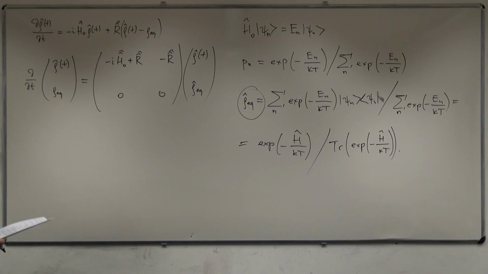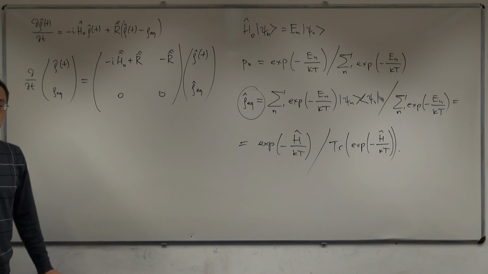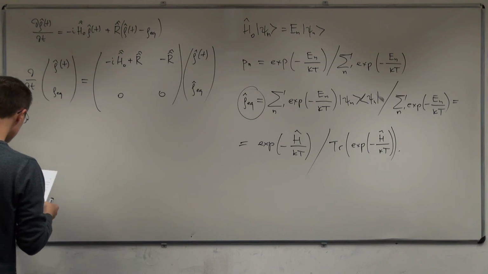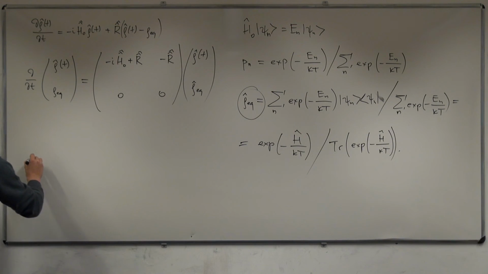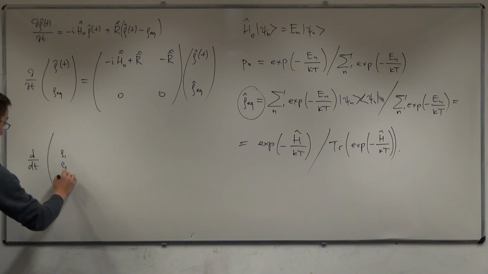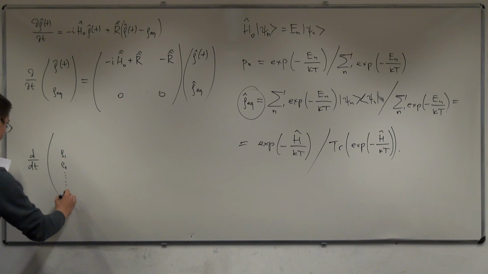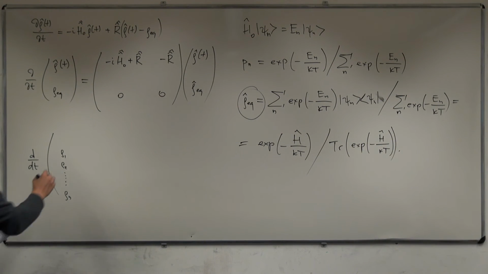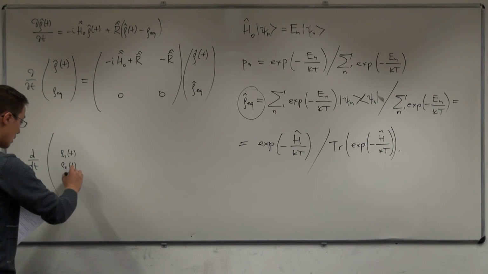And so a slightly neater way of doing the same type of transformation, it turns out to be possible to not double the matrix dimension, but just introduce one extra dimension into it. So let's do the following. Let's say we'll have d by dt of our rho 1, rho 2, and so on, rho n. So the elements of this state vector, they will be functions of time, of course.